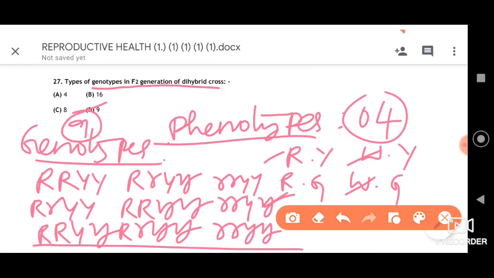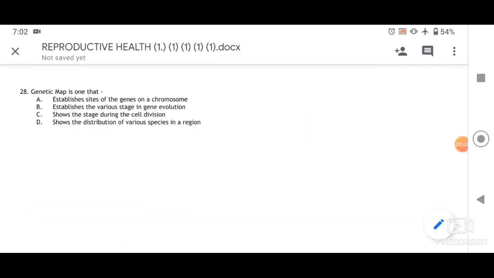So you have to go for option D. The next question we have here is: genetic map is the one that establishes sites of the genes on a chromosome, establishes the various stages in gene evolution, shows the stages during cell division, or shows the distribution of various species in a region.